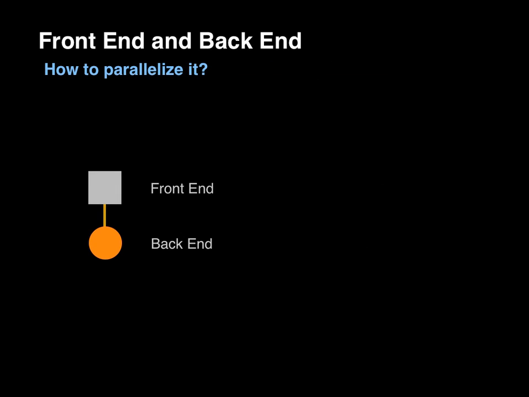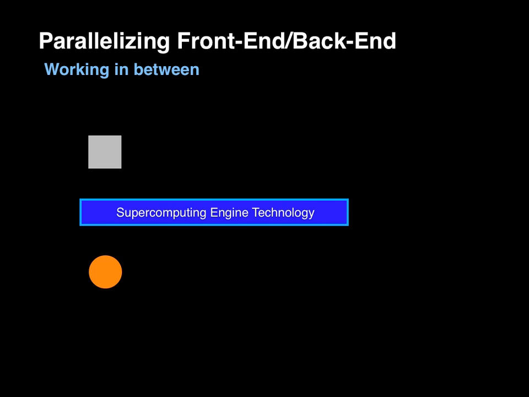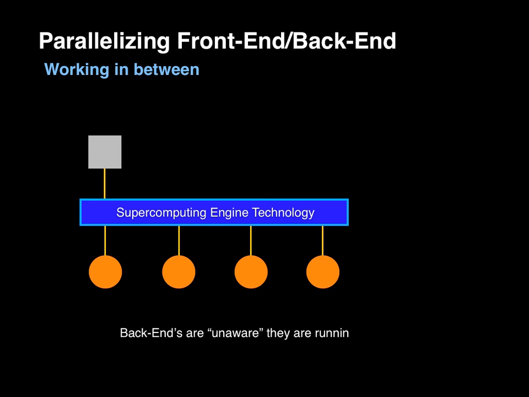To parallelize this modular application, we split the front end and back end apart and get in between the front end and back end with our supercomputing engine technology, or SET. We then replicate the application's back end, one for each computing core or processing element, on the multi-core computer or cluster or supercomputer. Each of these application back ends are running independently other than the connection to SET, and they're essentially unaware they are running in parallel. So to the front end, SET looks like the back end, and to the back end, SET looks like the front end.